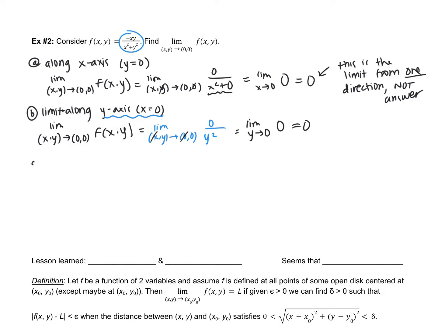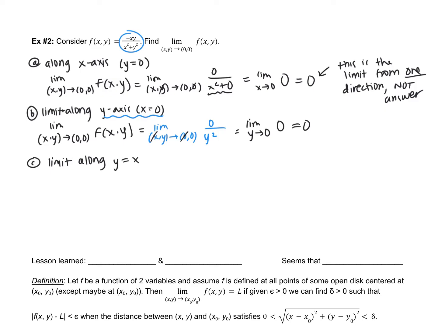Okay, let's try one more path. And at this point, it's not important for you to understand why I'm choosing these paths. Hopefully, you'll see why in a few minutes. We're just looking at what it means to approach along a path. So now let's look at the limit along the line y equals x.